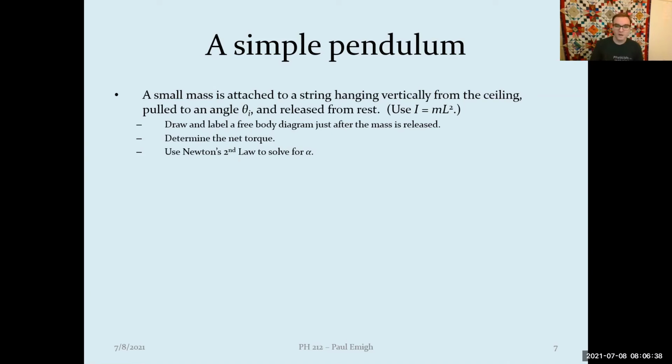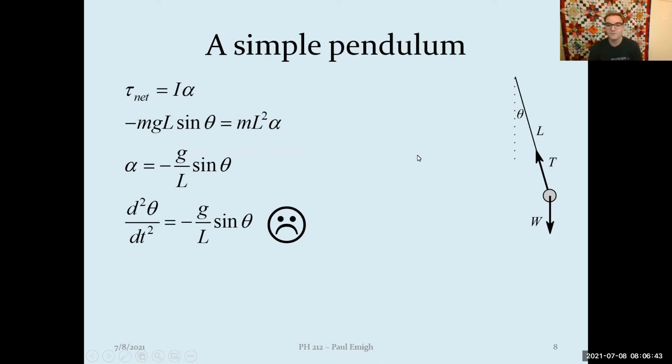All right, what I have done here is, over on the right side of the screen, I've drawn us a free body diagram. There's really only two forces that are acting on the pendulum. There is a gravitational force called W, and there is a tension force in the string that points along the direction of the string. Those are the only forces that are going to be acting on this object.